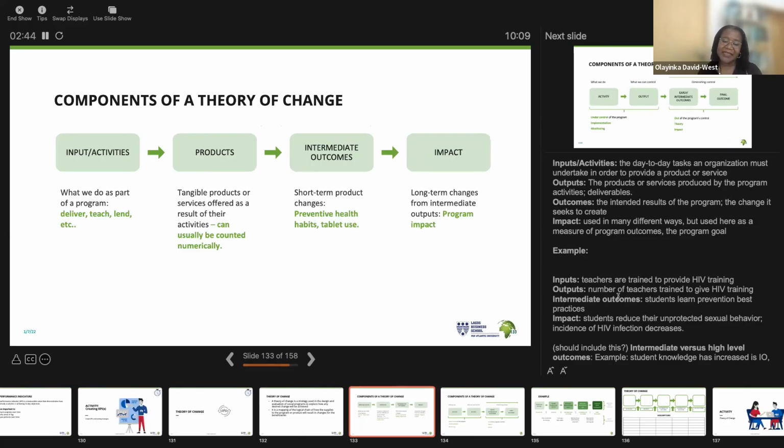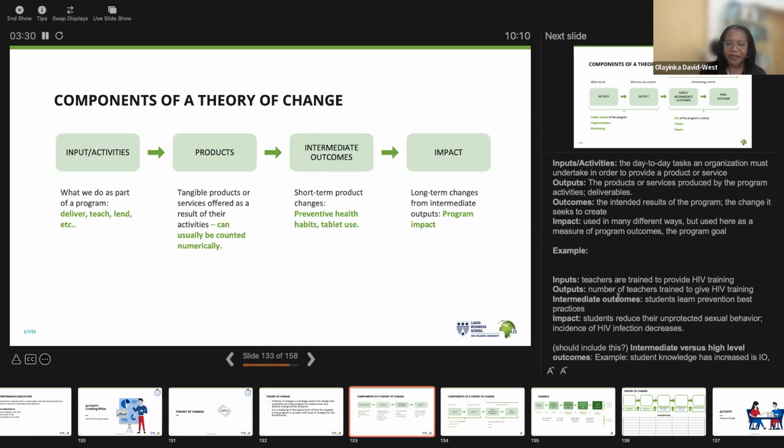The inputs and the activities, all the things that we're doing. We're doing all these activities to create new products and services. And those products and services, we're assuming or hoping, will lead to some short-term intermediate outcomes in terms of how they use them, how they change their lives, how they use digital products, etc. That would have longer-lasting impact in the program than the intermediate outcomes. So it's really a linear and logical flow.